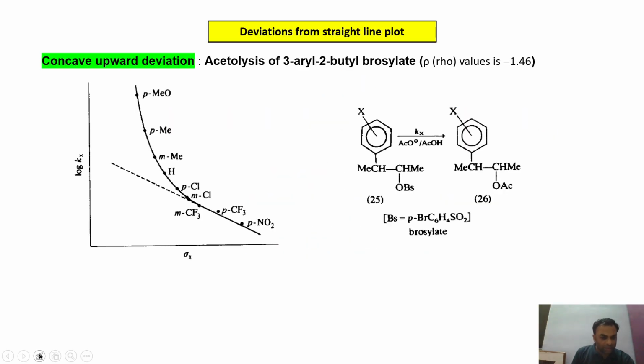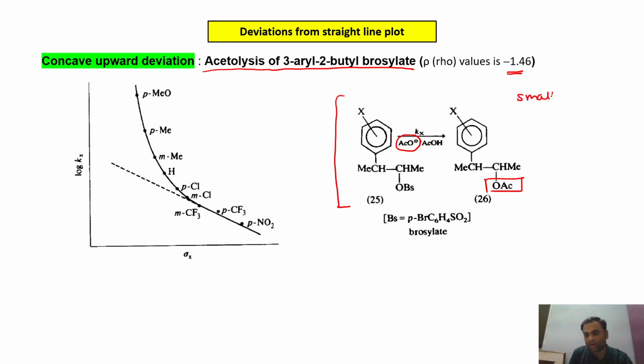In this lecture we will discuss the second example of concave upward deviation. The second example of this concave upward deviation is the acetolysis of a 3-aryl-2-butyl brosylate. Here is the reaction. Here the acetolysis of 3-aryl 2-butyl brosylate is taking place, and the rho value for this reaction is negative, that is, a small negative rho value.